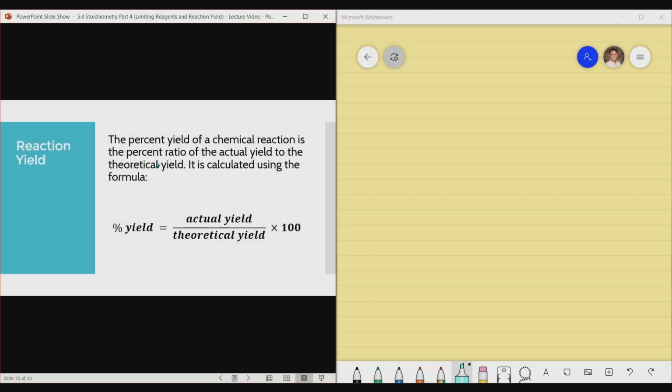Reaction yield, or the percent yield of a chemical reaction, is simply the percent ratio of the actual yield to the theoretical yield. It is calculated using the formula: percent yield is equal to actual yield, or AY, all over your theoretical yield, or TY, multiplied by 100. So again, I'm just abbreviating it, but nonetheless, you get the idea. Your percent yield is simply the quotient between your actual yield and theoretical yield times 100, since we're talking about percentage.